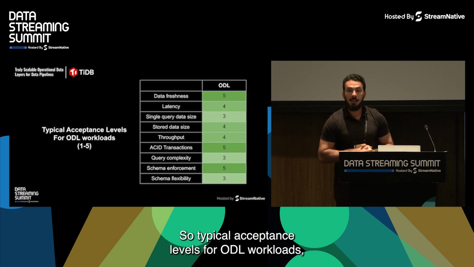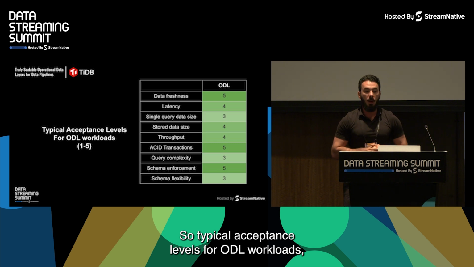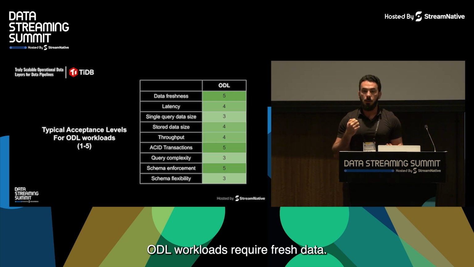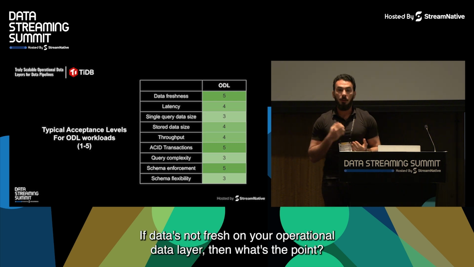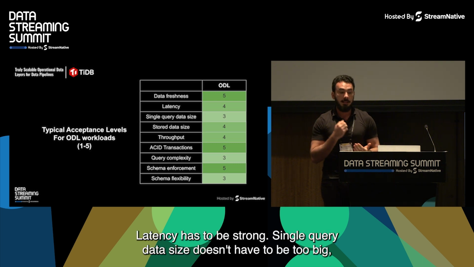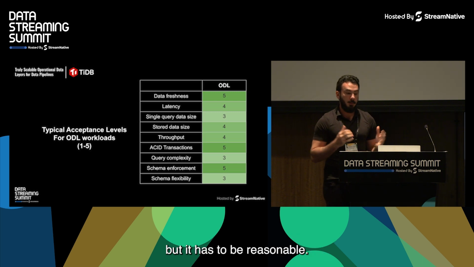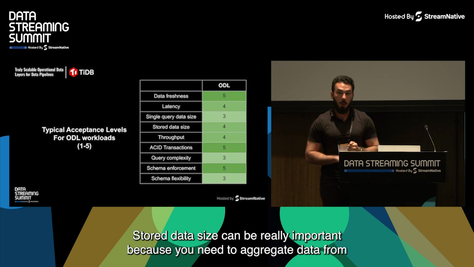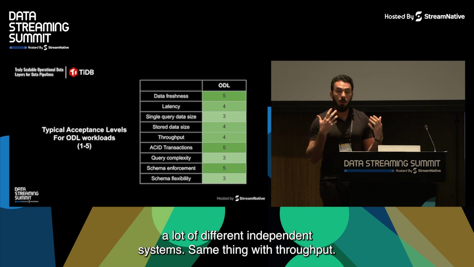So, typical acceptance levels for ODL workloads. ODL workloads require fresh data. If your data is not fresh on your operational data layer, then what's the point? Latency has to be strong. Single query data size doesn't have to be too big, but it has to be reasonable. Stored data size is going to be really important because you need to aggregate data from a lot of different independent systems. Same thing with throughput.